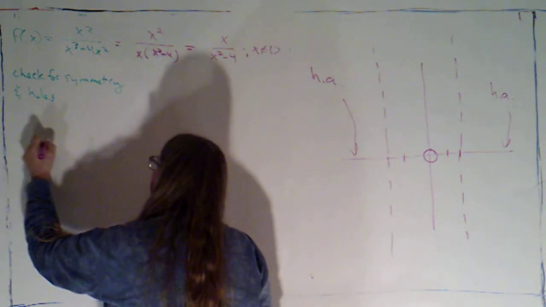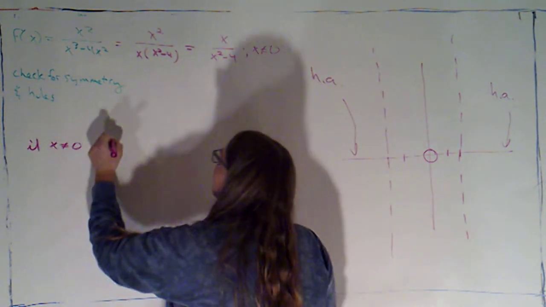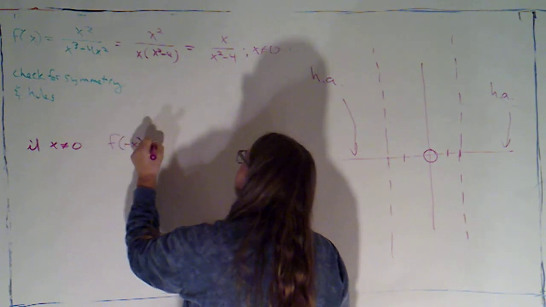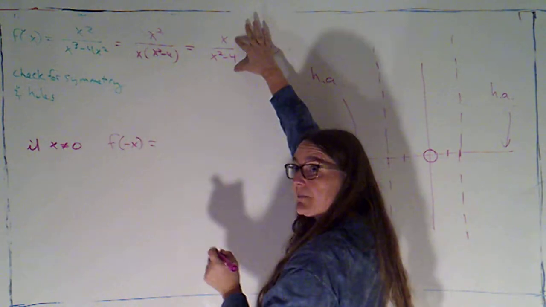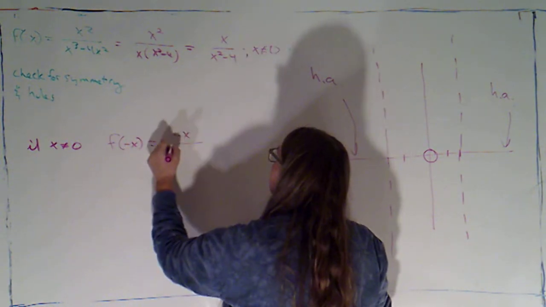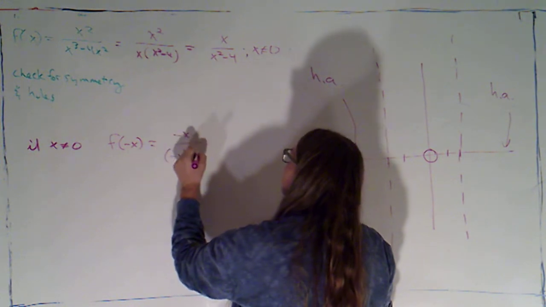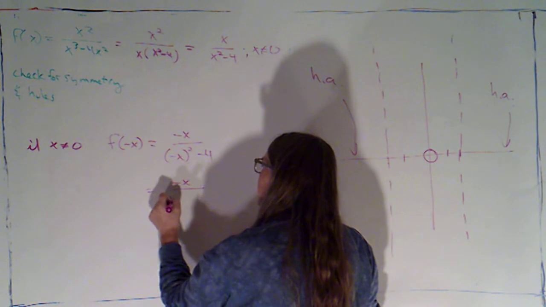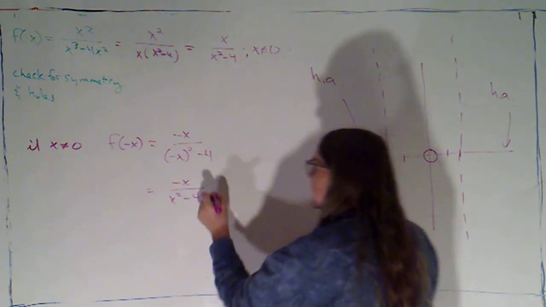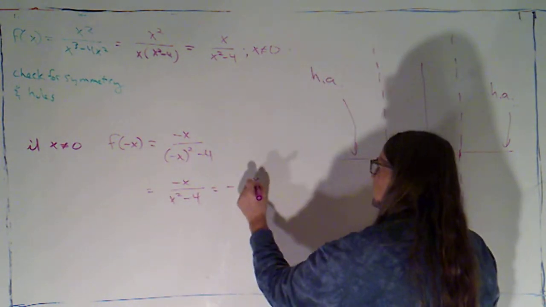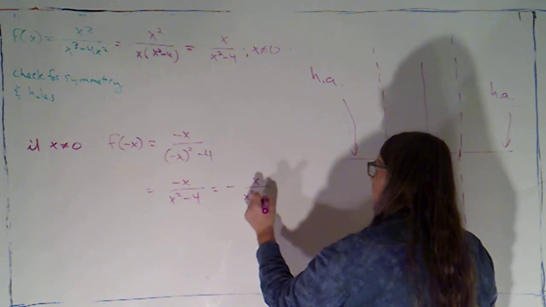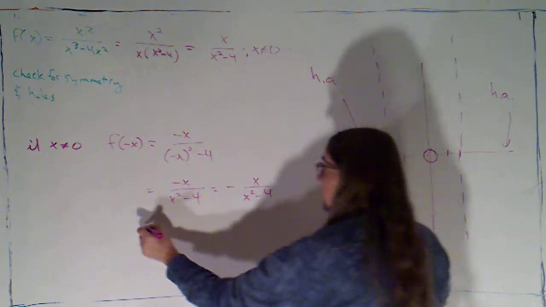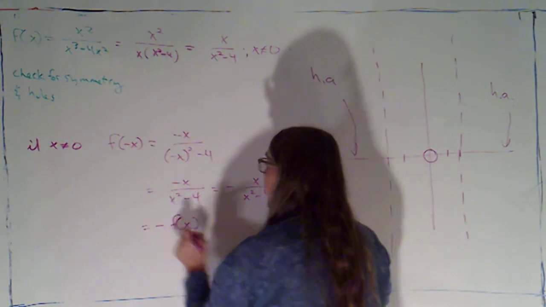So I'm going to say if x is not 0, then f of the opposite of x, I'm just going to plug in the opposite of x. So I get the opposite of x over the opposite of x squared minus 4. So that's negative x over x squared minus 4. I can bump that negative to the front. That's the opposite of x over x squared minus 4. That is negative f of x.